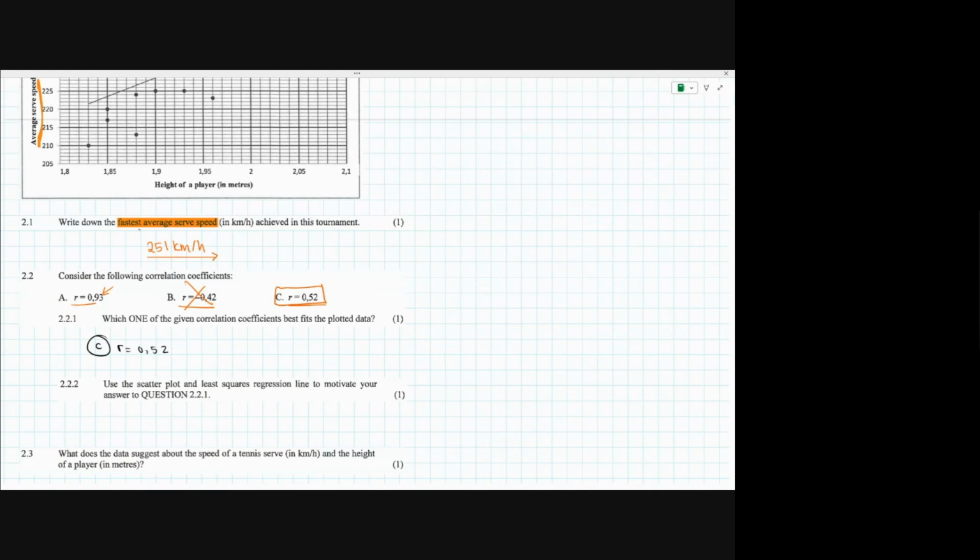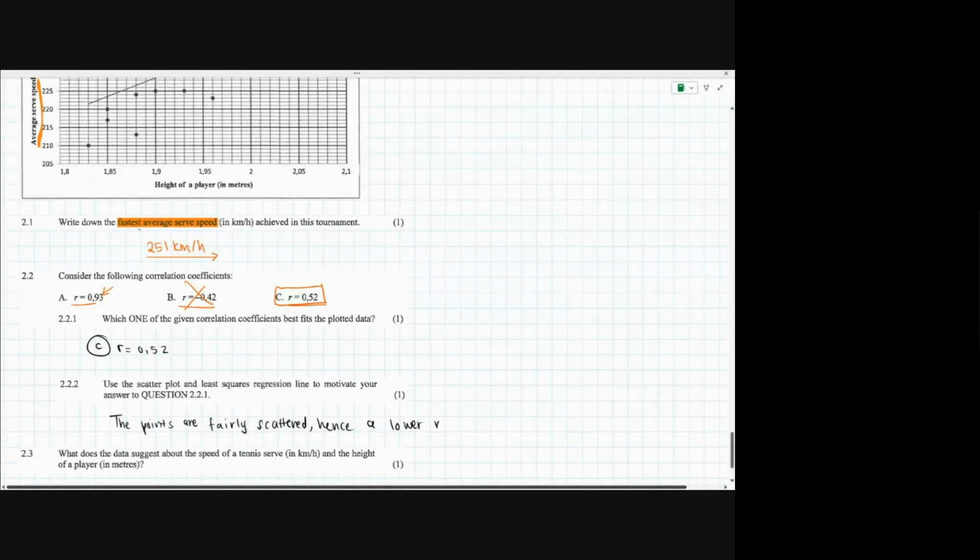Right, so yes, exactly. The points are fairly scattered. Hence a lower R value, and the trend is positive. So it's going up from left to right. And so that's why we went with a positive moderate correlation coefficient value.